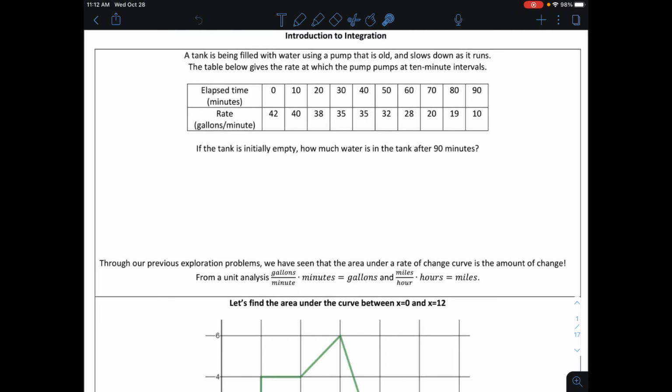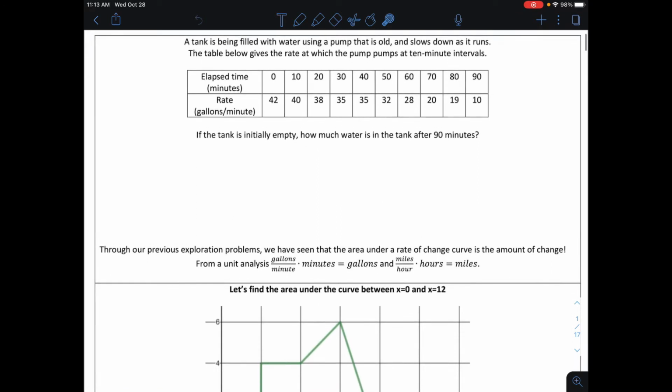exploration problem where we are trying to determine the amount of water that's in the tank after a certain amount of time. Now, what we have is the tank's being filled with water. Now, the pump is old, and as it runs more, it starts slowing down. I see that here in the rate column. It's pumping 42 gallons per minute to begin with, and then it decreases all the way down to 10 gallons per minute by the end.